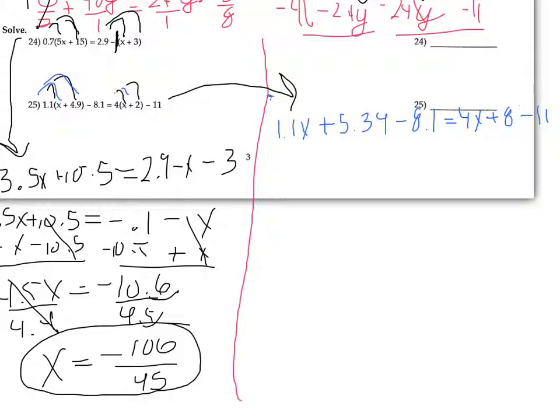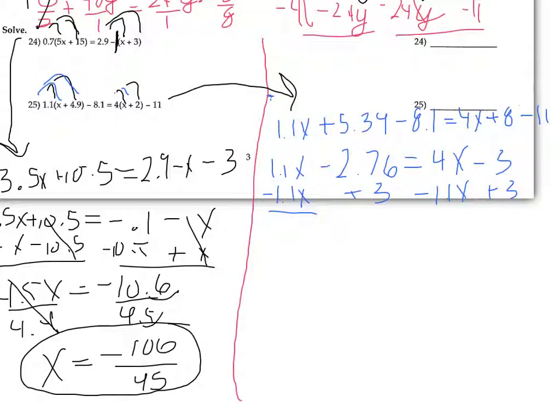The next thing we want to do here is combine like terms. So we have our 1.1x. 5.43 minus 8.1 is going to give us negative 2.76. This is equal to here 4x, and then we have 8 minus 11, which is negative 3. So now I'm going to move my x's to the right to keep them positive, so negative 1.1x, subtracting that off is going to cancel our x's here. And then adding 3. That's going to do that.